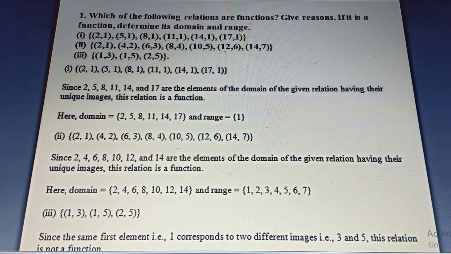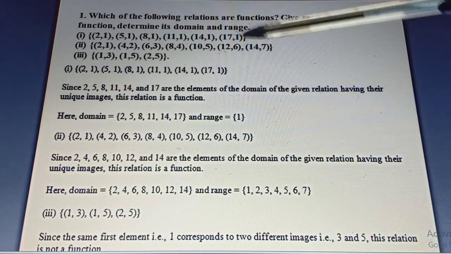Okay students, so if the domain is not repeated, then we can say that it is a function. The images are repeated: the image of 2 is 1, image of 5 is 1, image of 8 is 1, image of 11 is 1, image of 14 is 1, and image of 17 is 1. Images of all the domain elements are 1, but the domain is not repeated. The same domain element should not have more than one image. So students, you can say that this is a function.